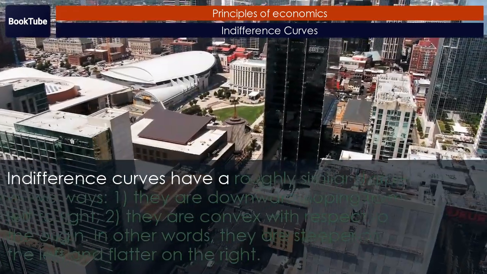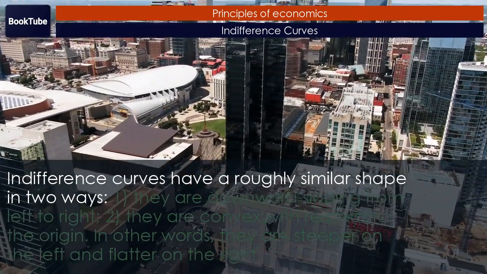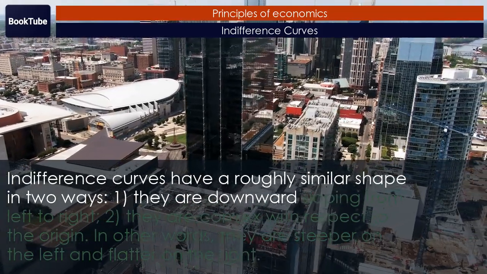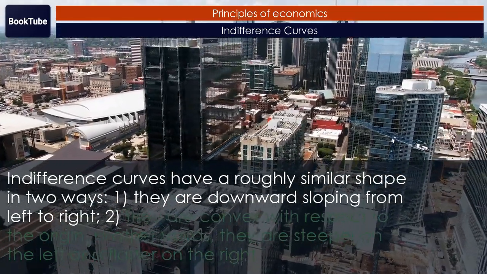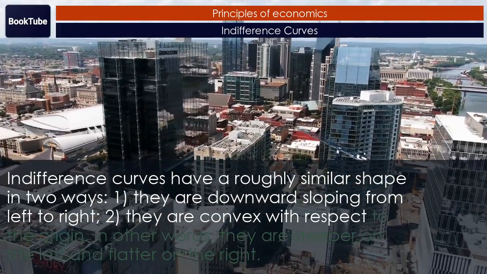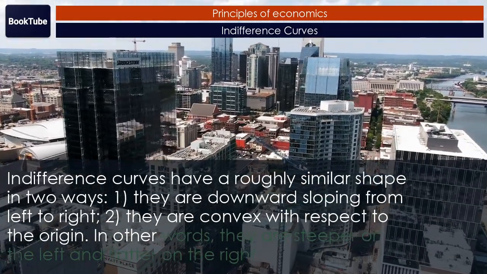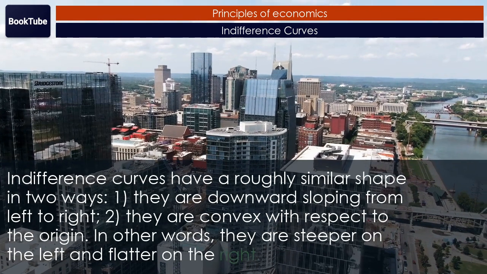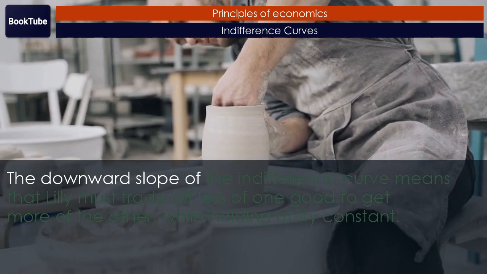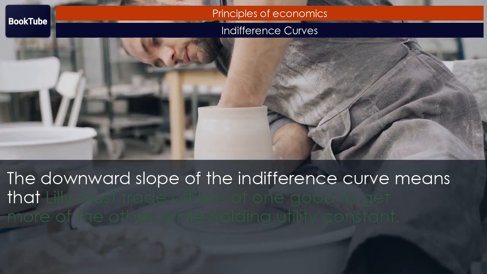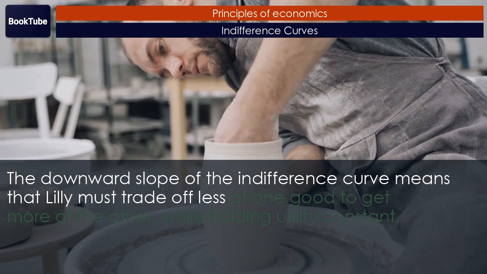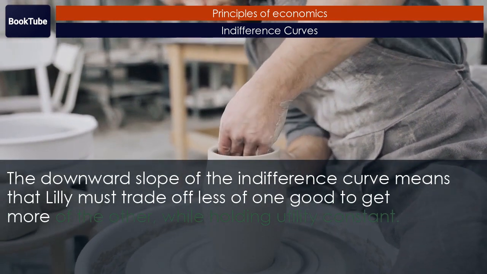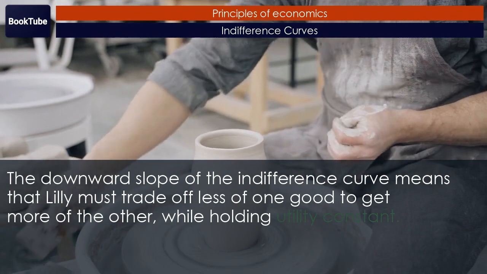Indifference curves have a roughly similar shape in 2 ways. 1. They are downward sloping from left to right. 2. They are convex with respect to the origin. In other words, they are steeper on the left and flatter on the right. The downward slope of the indifference curve means that Lily must trade off less of one good to get more of the other, while holding utility constant.